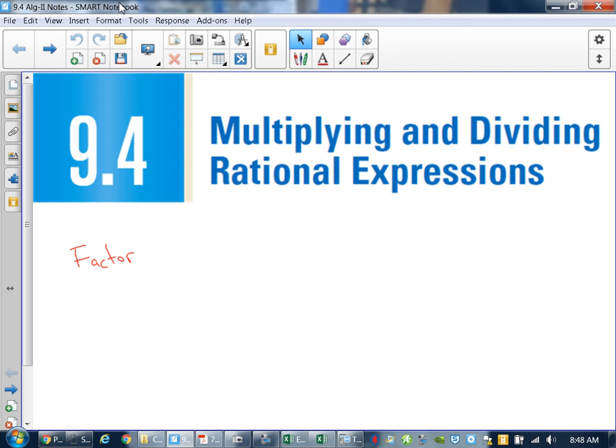So if you forgot how to factor, you're going to remember how to factor real quick. Very exciting. Let me show you an example.